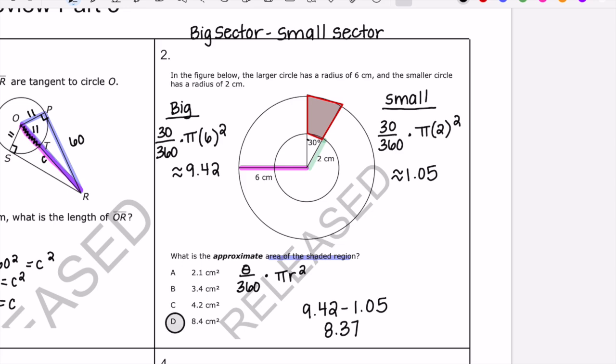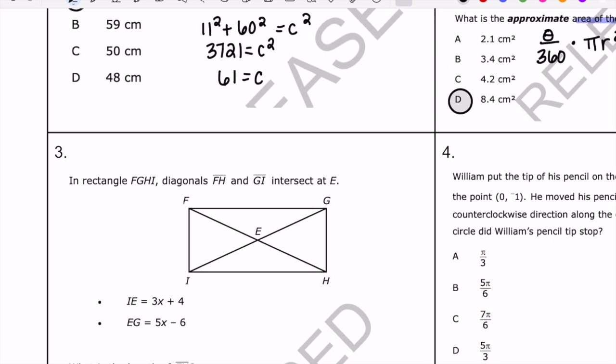All right, so number 3, it says I have a rectangle FGHI, and it has the diagonals F to H, and then a diagonal from G to I, and it intersects at E. So it says from I to E, that's going to be 3x plus 4. And then from E to G, this one right here is 5x minus 6.